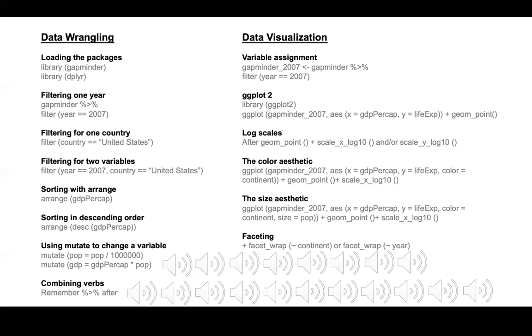Okay, so now let's move on to data visualization. So sometimes we want to create a different variable from filtering or from mutation. So how can we do that? The way to do that is to use this arrow pointing to the left, so we can create a new variable.